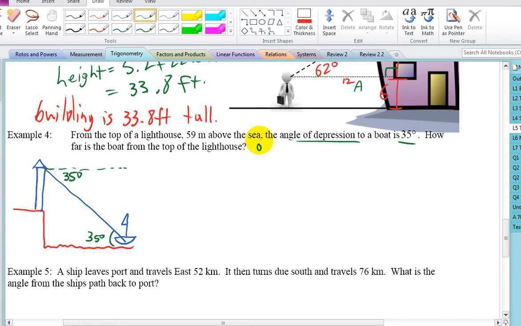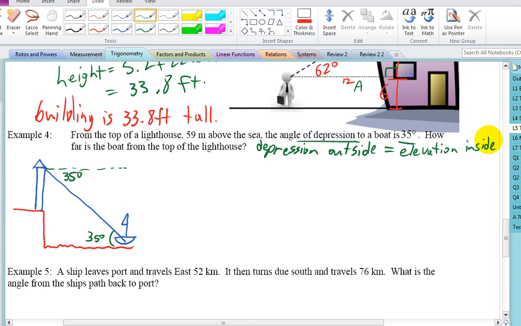Okay. Your depression outside equals the elevation inside. And we used to do some parallel lines rules in grade 9 that would help you with that, but we don't do it anymore. So I understand that you guys don't get that, okay?